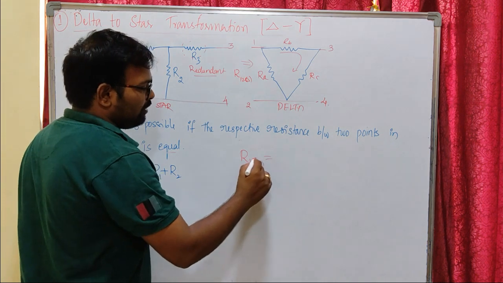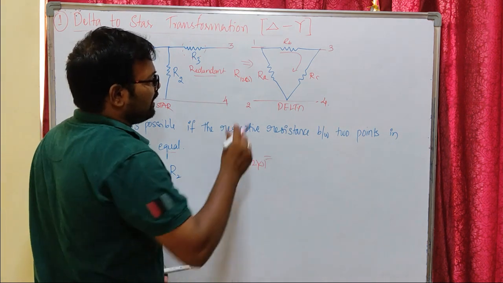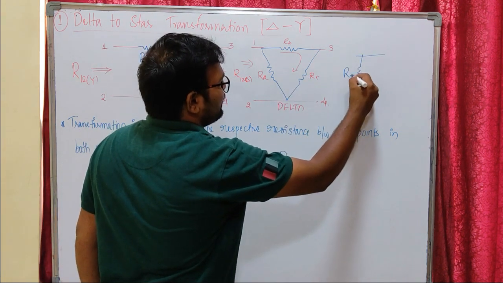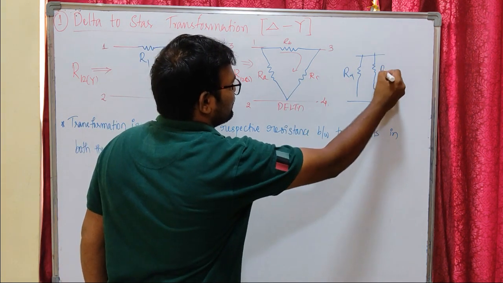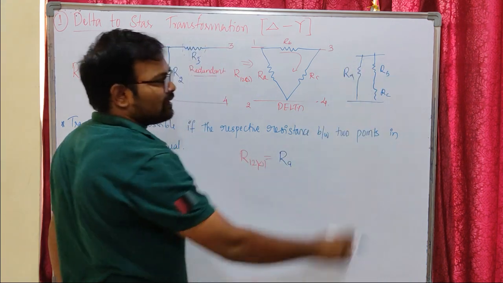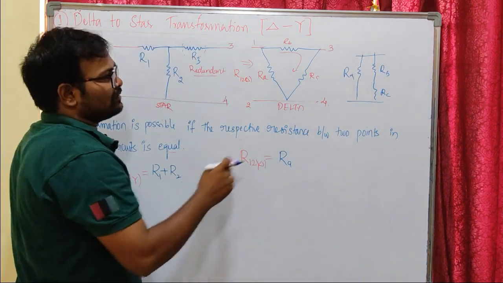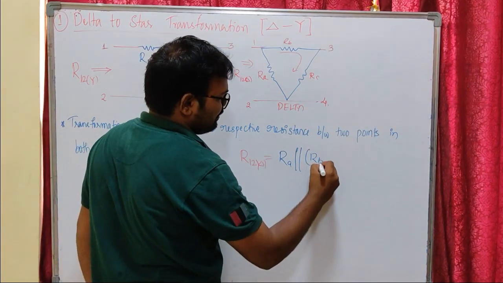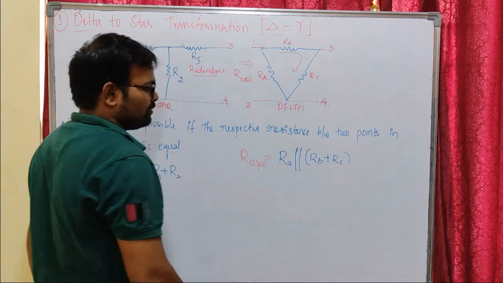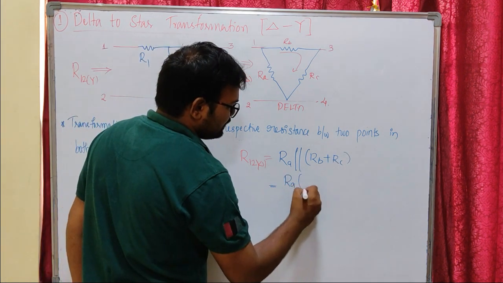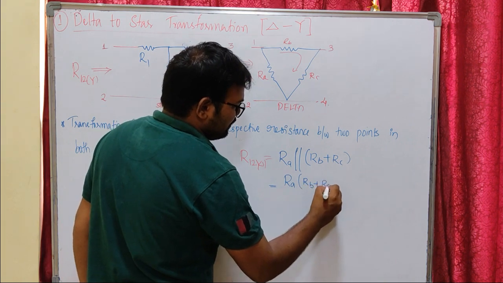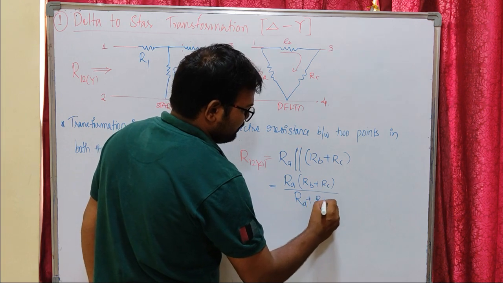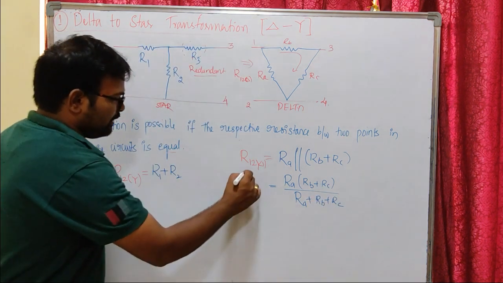That means R12 delta can be written as RA in parallel with RB and RC. This is the parallel connection of RA with the series combination of RB and RC. So by simplifying this, using sum over product, RA into RB plus RC over RA plus RB plus RC. So this is R12 delta.